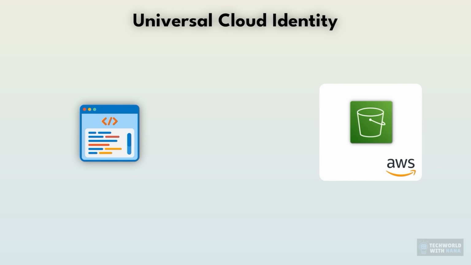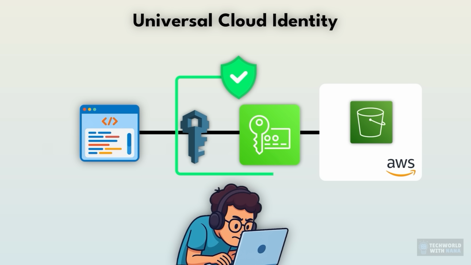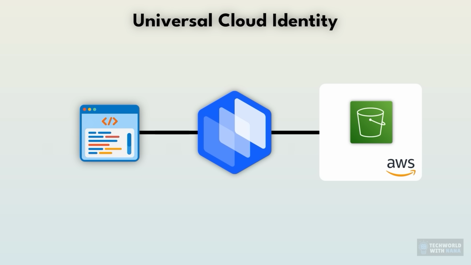Let's say your application needs to read a file from AWS S3. Normally, your application would need AWS credentials, such as an access key and secret key. You would have to manage these credentials, rotate them, keep them secure. With Control Plane, your application has a Control Plane identity. When it makes a request to read from S3, it authenticates using its Control Plane identity.